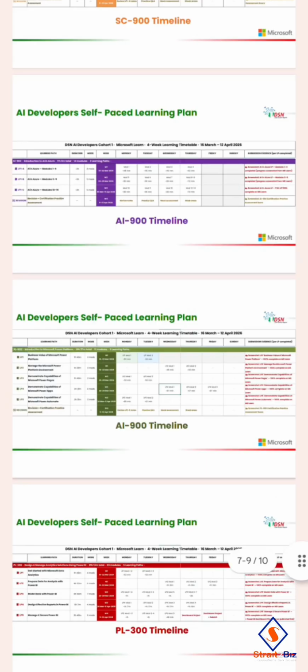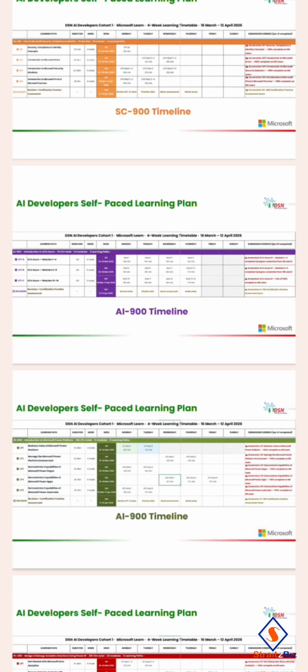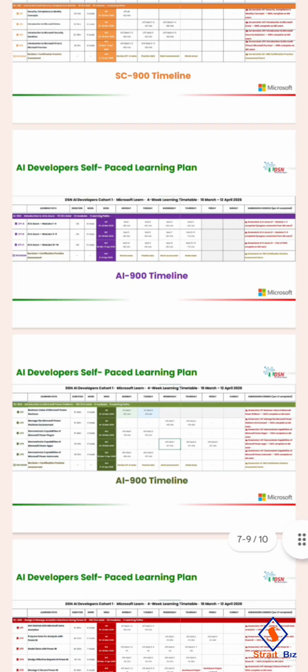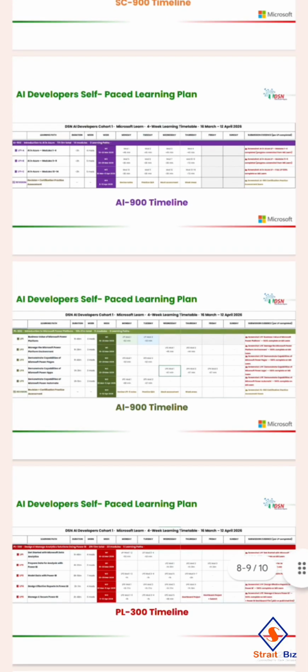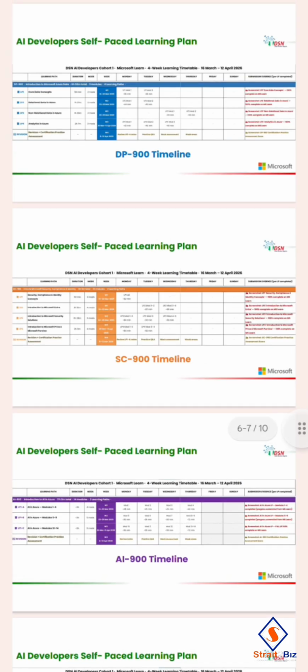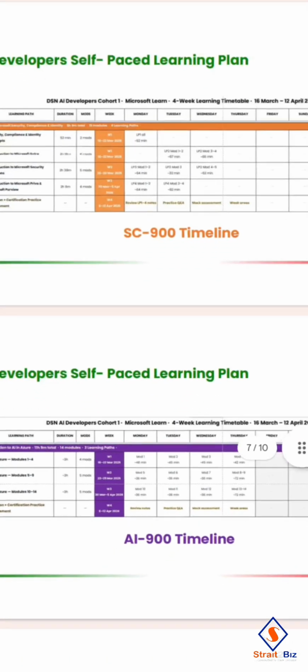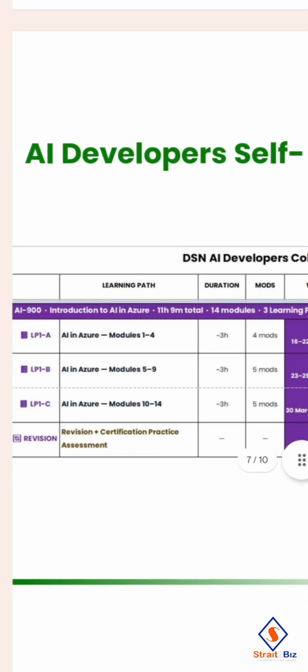Okay, so the purple one is AI 900. The second to the last is supposed to be PL 900, because according to how it was listed at the top, number 4 is AI 900, number 5 is PL 900, number 6 is PL 300. So for AI 900, it is this purple one. Let me zoom it in so we can look at it properly.